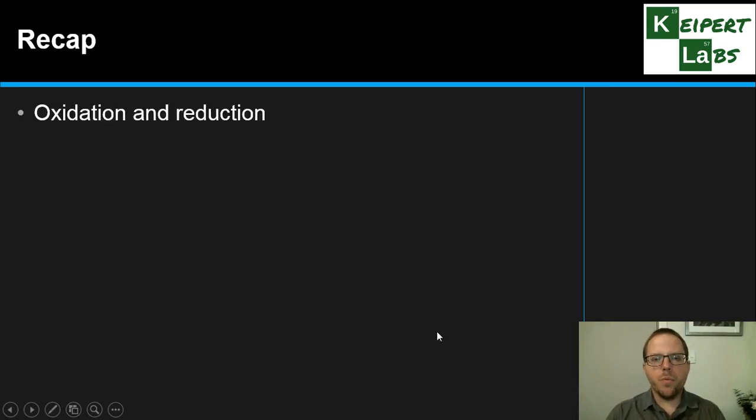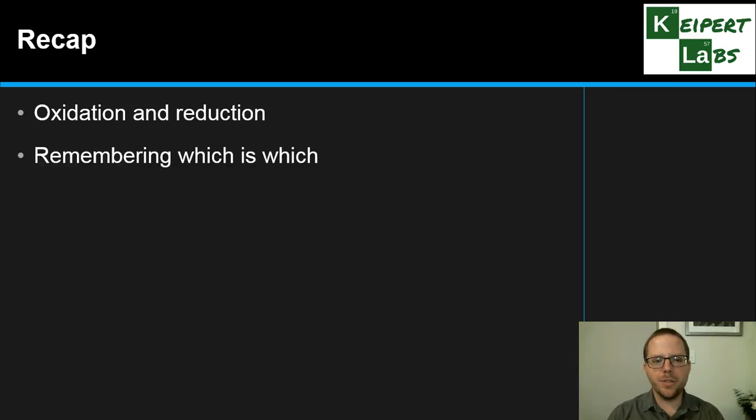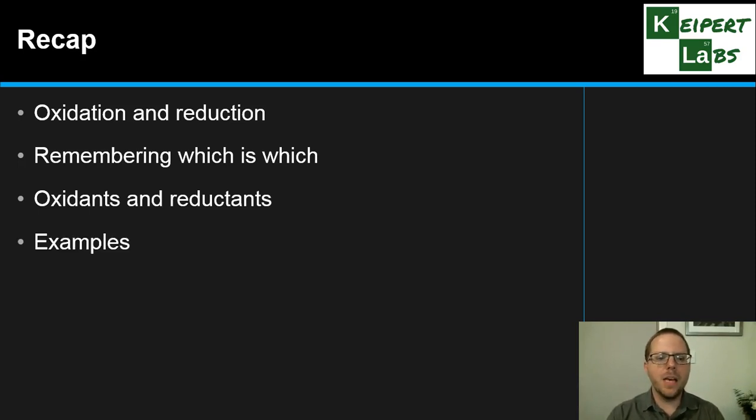So we've reminded ourselves about the principles behind oxidation and reduction as those two processes involving loss or gain of electrons. We've introduced some little terminology to help you remember which process is which. We've introduced alternative terminology of oxidants and reductants, where we're thinking about the effect it has on something else, and some examples of both.